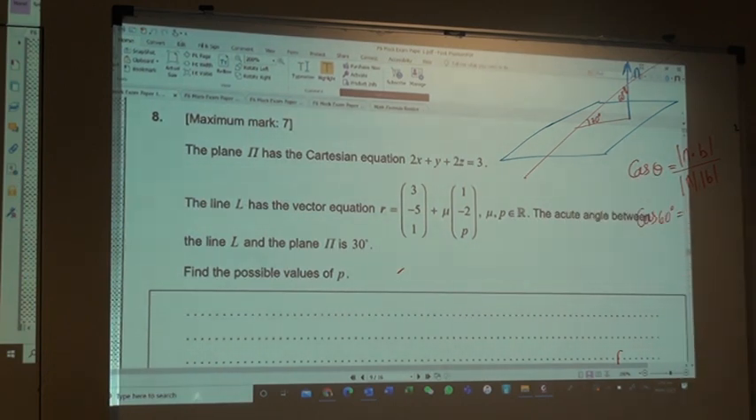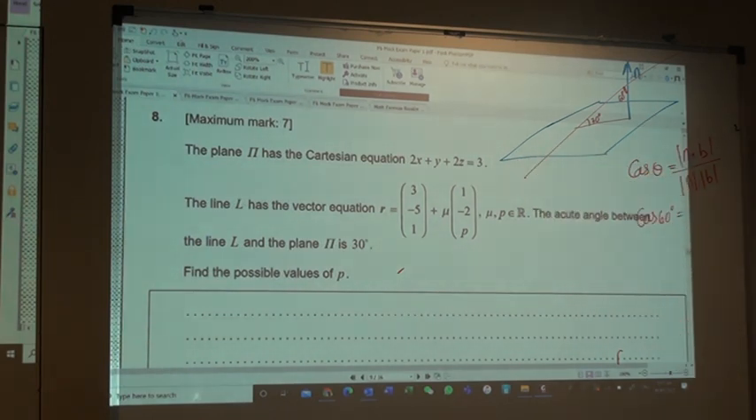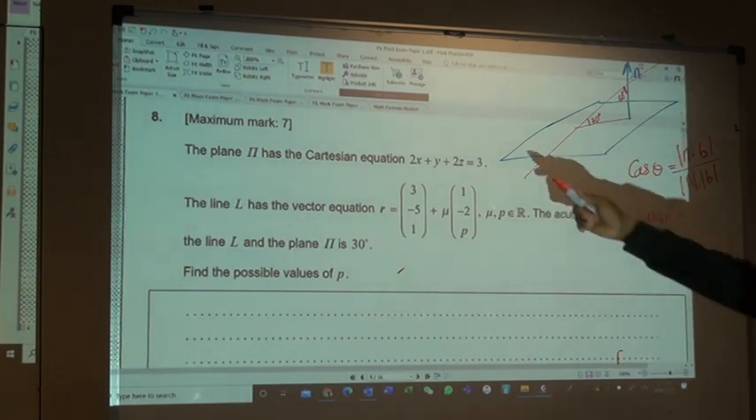Please, your information should be detailed. This is not the way you should present it. So I will expect you to write in a statement form. From here, the normal vector of the plane is, you write it out. You call it your symbol N. From here, the directional vector of the line is, you do that.